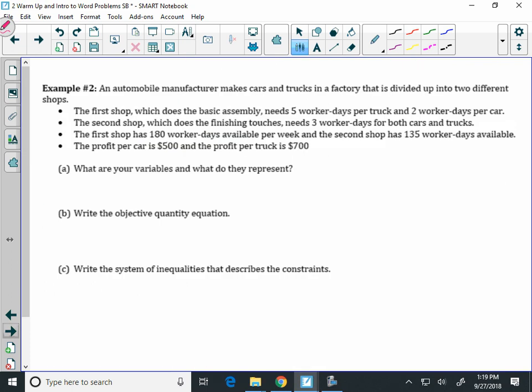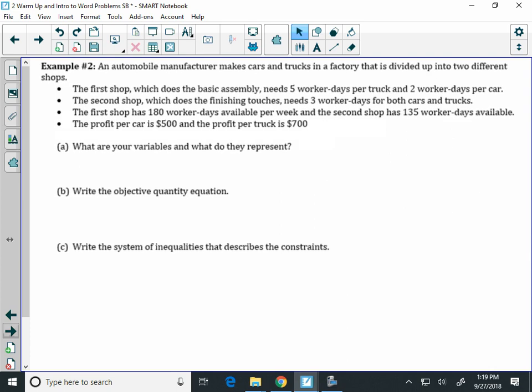Now we're going to talk about cars and trucks. So an automobile manufacturer makes cars and trucks in an assembly plant, and this factory is divided into 2 shops. The first shop assembles the car, and it gives us some information about how long it takes to assemble the cars and the trucks. And then after you're assembled, you go to the second building, the second shop, and it does the finishing touches. Okay. Now, again, I'm not reading all this information because I know you guys can read.